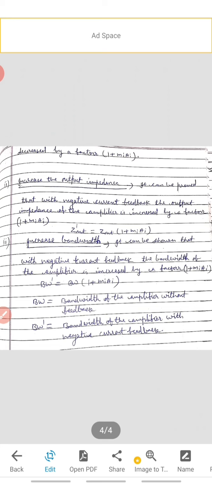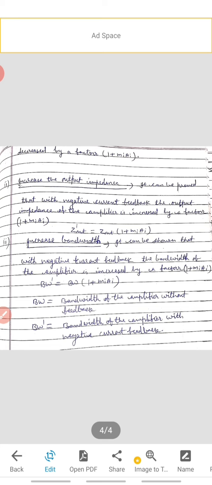Now the third effect is increase in bandwidth. It can be shown that with negative current feedback, the bandwidth of the amplifier is increased by a factor 1 plus MI into AI. Bandwidth dash is equal to bandwidth into 1 plus MI into AI, where bandwidth is the bandwidth of the amplifier without feedback, and bandwidth dash is the bandwidth of the amplifier with negative current feedback.